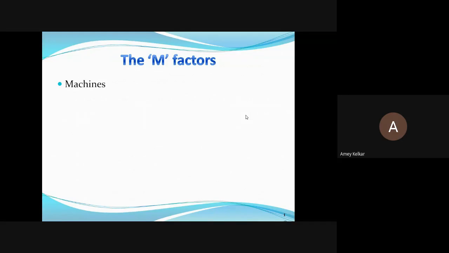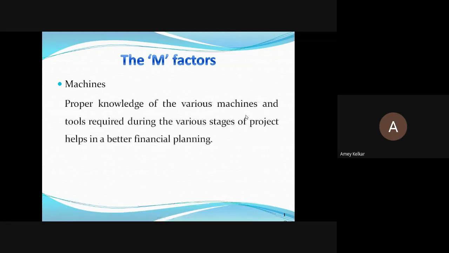Next is the machines. Methods and machines go nearly hand in hand. Proper knowledge of the various machines and tools required during various stages of the project helps in better financial planning. If you want to use machinery, which machineries have to be used, how much money you have to invest, whether you will buy the machine or go for a rented machine. These decisions will make up your M factor.